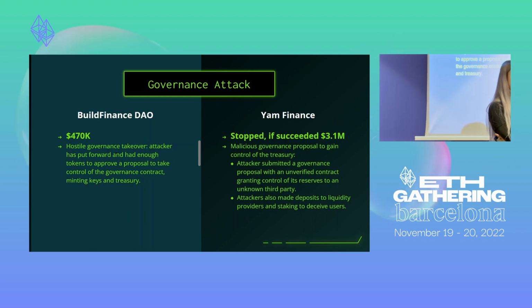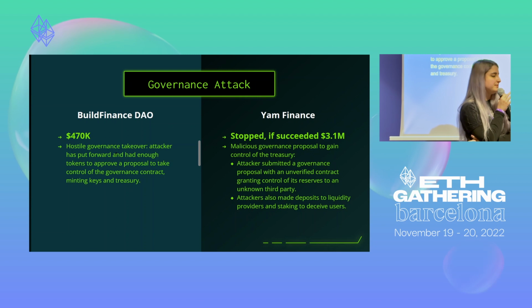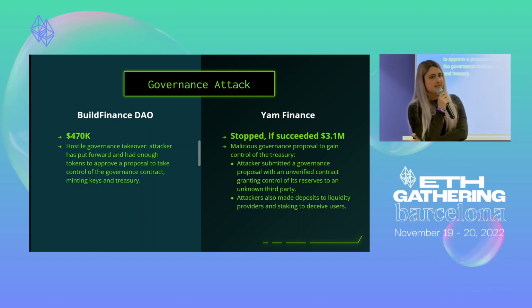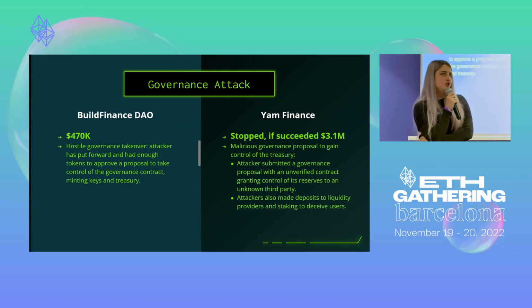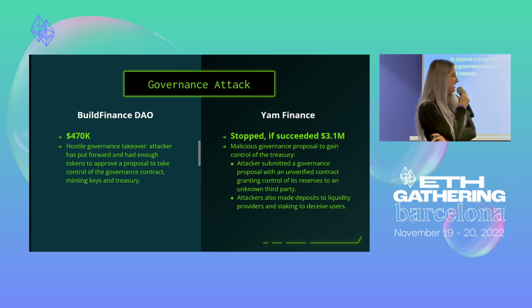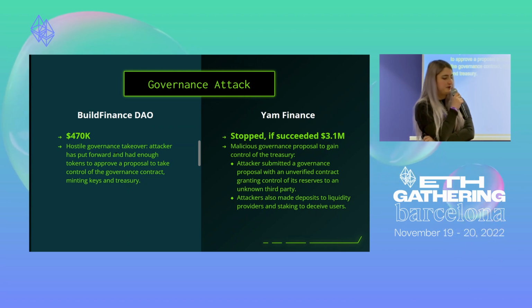This is an attack, but it was a governance hostile takeover, because the attacker had the tokens to take over the governance and the treasury and all the keys. So it puts in perspective the governance mechanism you are using, right?